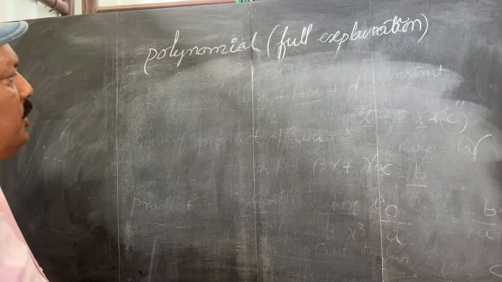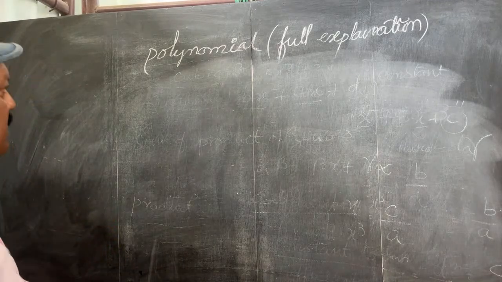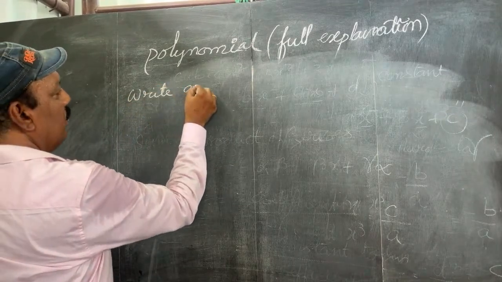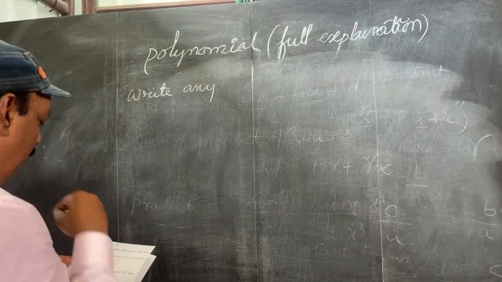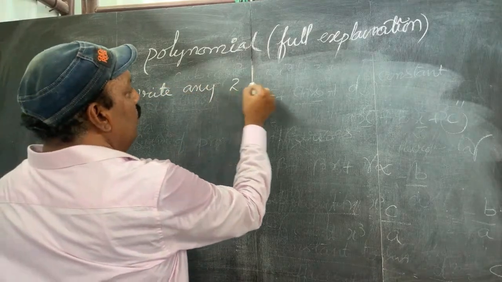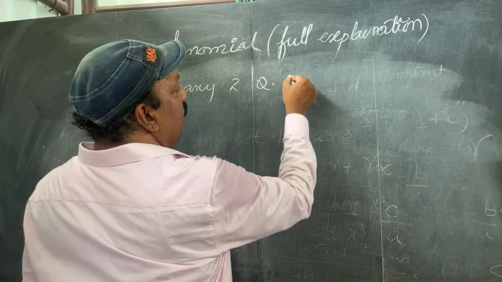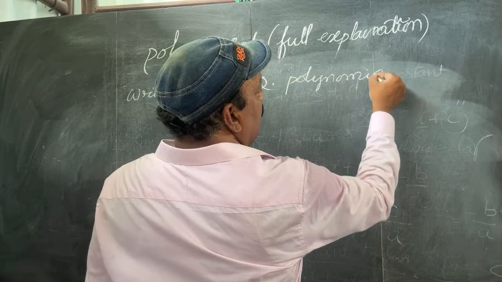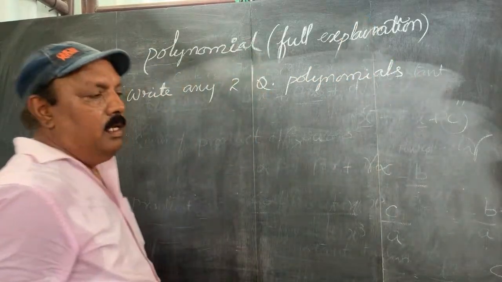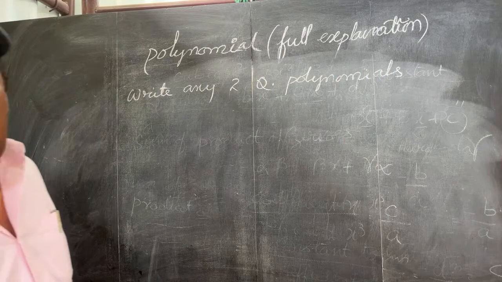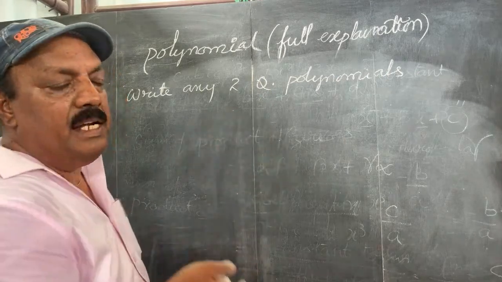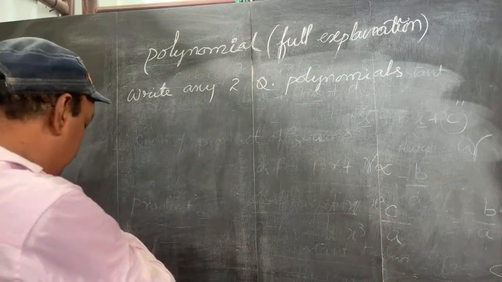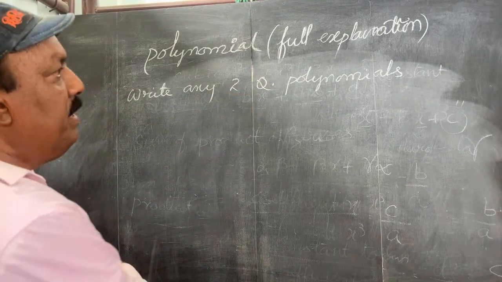Now, a few questions I am discussing with you. Problems we are starting. Write any two quadratic polynomials. You will get this question this time in the final exam, so that is why I am giving the questions also. After giving these questions, I will directly start the exercise questions. Writing any two quadratic polynomials means polynomials which have two zeros.